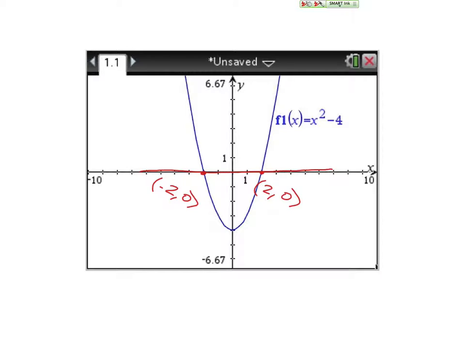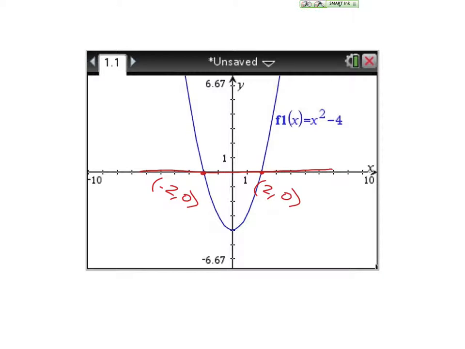Alright, so to tell whether or not a function has its inverse, we look at its graph and it must pass the horizontal line test. If it doesn't pass the horizontal line test, then its inverse is not going to be a function. If it does pass the horizontal line test, its inverse will be a function. Okay? So that's the first thing we want to think about today.